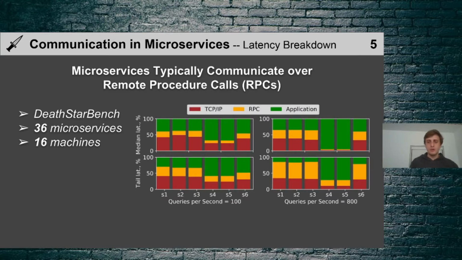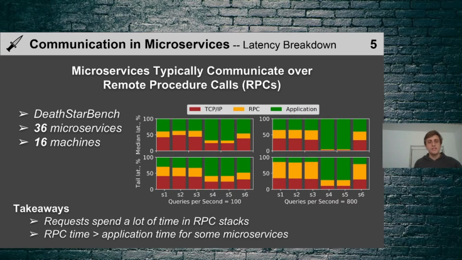We record both the median and tail latency for 2 types of workloads, 100 queries per second and 800 queries per second. The green part of the bars corresponds to the time requests spent in the applications, the yellow in the RPC layer, the red in the networking stack that includes both the TCP/IP processing and input-output. This figure basically shows that the requests spend a lot of time in communication stacks, and for some of the services, this time even exceeds the time requests spent in applications themselves.